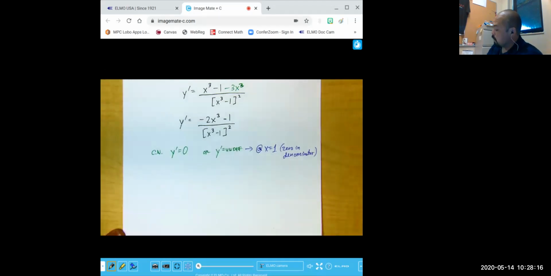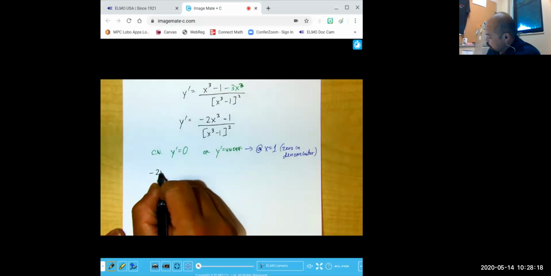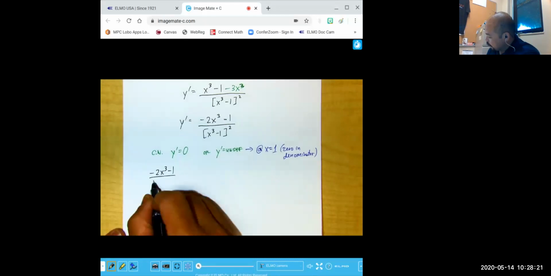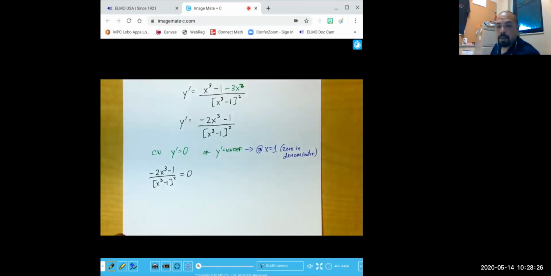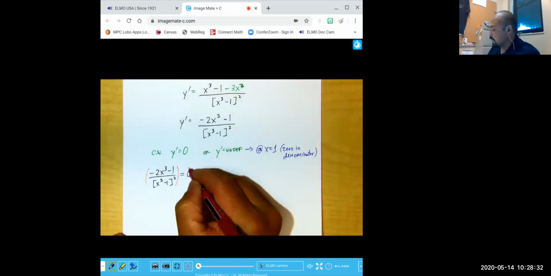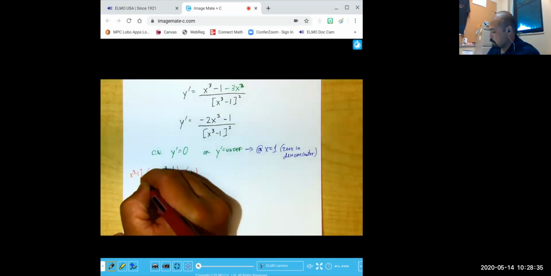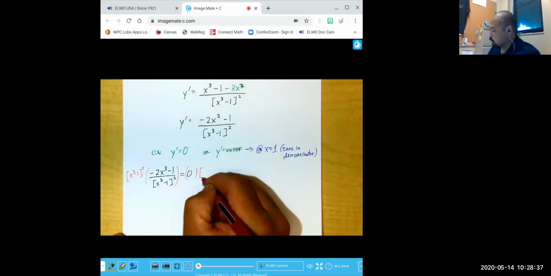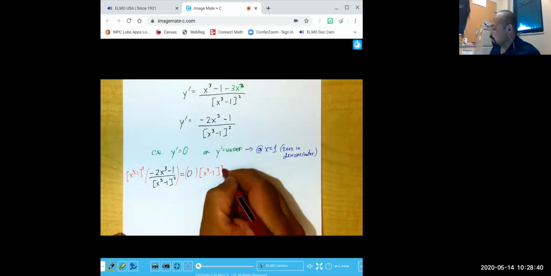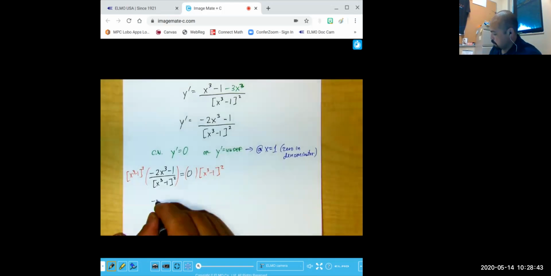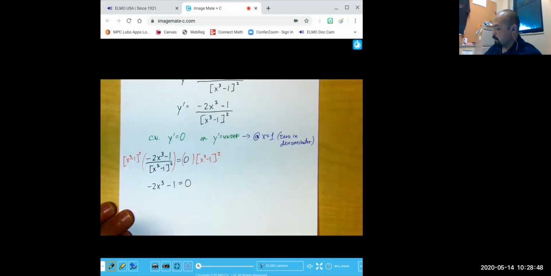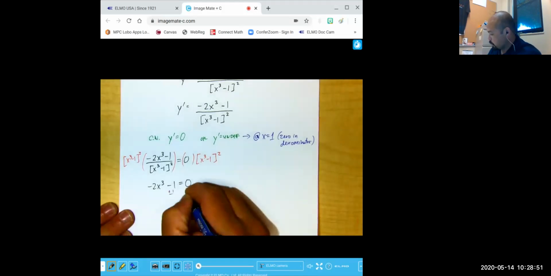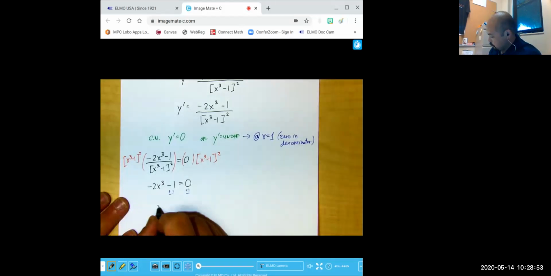Focusing on that y prime equals 0, taking our derivative, negative 2x cubed minus 1 over x cubed minus 1 squared, setting that equal to 0. Multiplying both sides by that denominator, or just recognizing that that rational expression is going to be 0 whenever the numerator is 0. Adding the 1 to both sides. Then we'll divide by the negative 2.